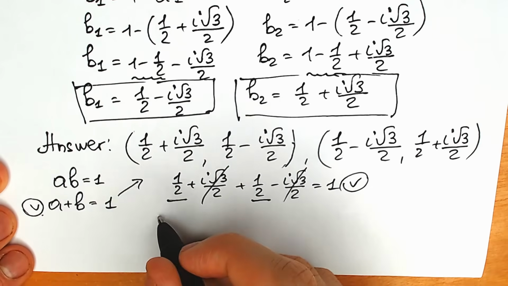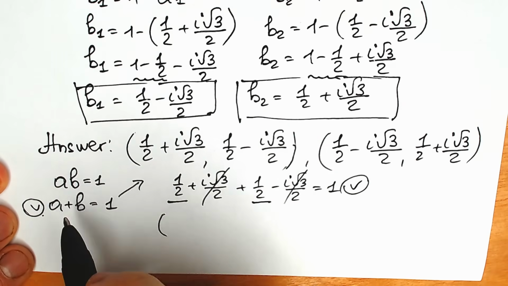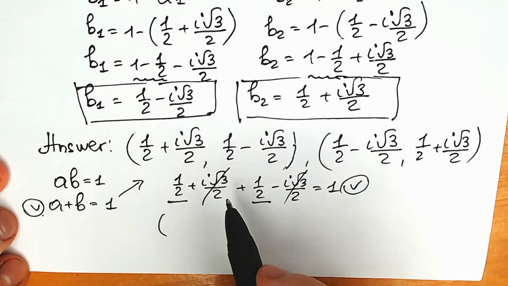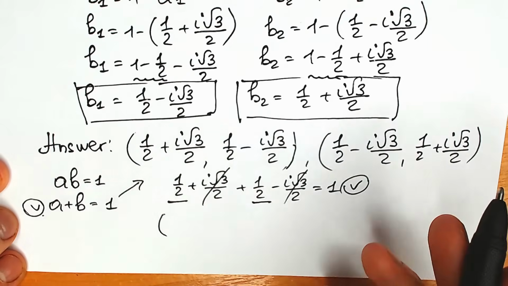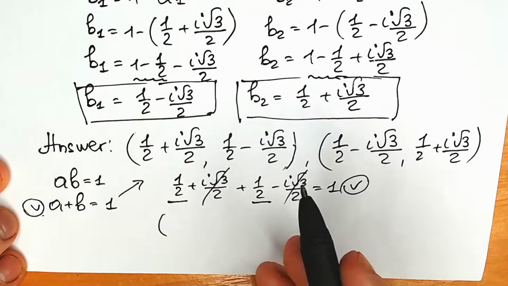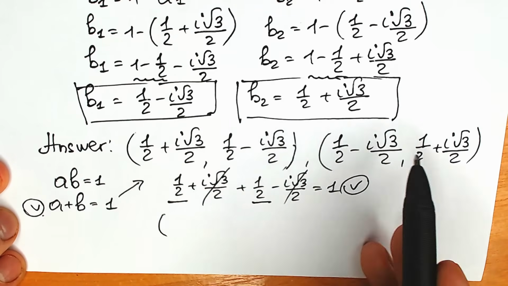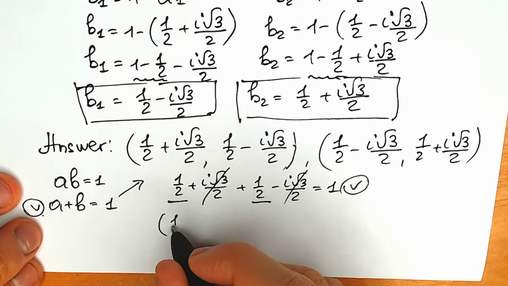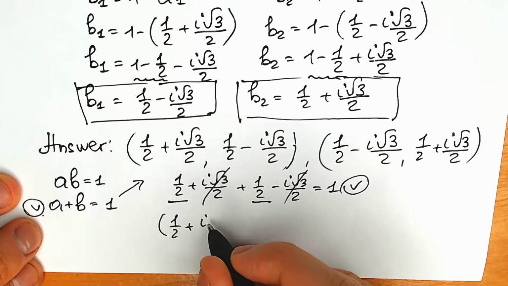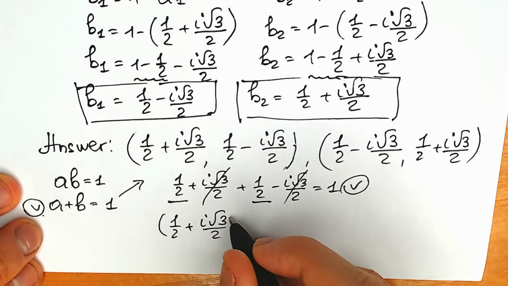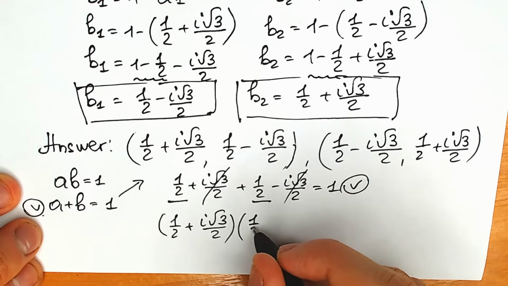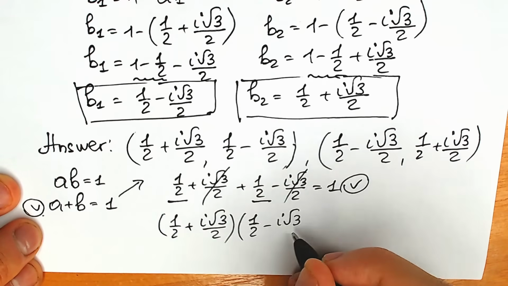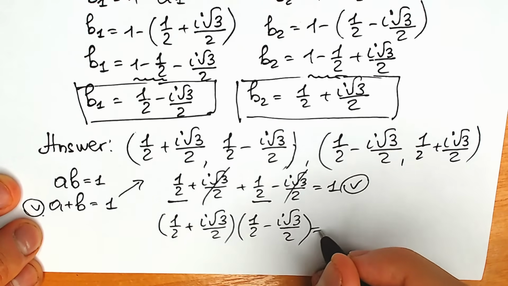So multiplication, we have two parentheses, we multiply a times b, and absolutely the same principle. We don't need to check both of these because it doesn't matter. 2 times 3, 3 times 2, we have 6, so it doesn't matter what pair we choose. I'm going to choose this one, for example. 1/2 plus i square root of 3 over 2, we multiply it by 1/2 minus i square root of 3 over 2.